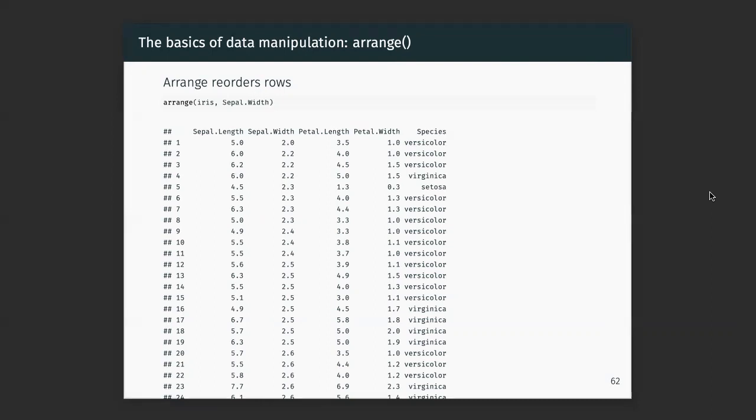It's going to keep the rows together, right? But it's going to re-index them based on their value of sepal width. So it's going to take the smallest one, move it up here, and the largest one, move it to the bottom. Arrange is pretty straightforward. In Excel, it's like sort A to Z, right? If we've used that function in Excel.